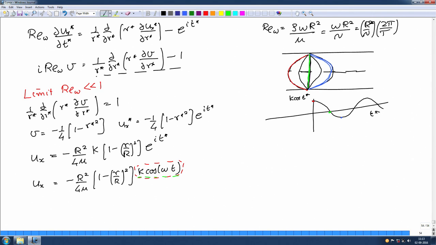So, we will look first at the limit of low Reynolds number next lecture, and then we will go on to the limit of high Reynolds number. That will be the program for the rest of this analysis of oscillatory pipe flows, and I will use that as a way of illustrating the balance between convection and diffusion.